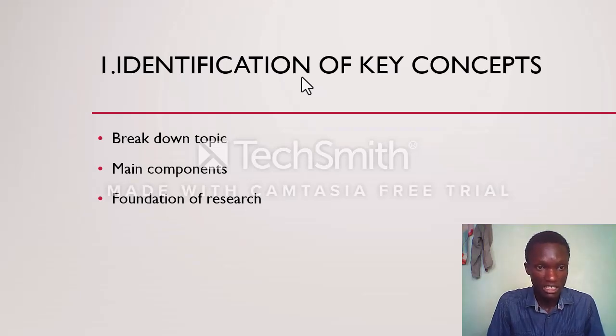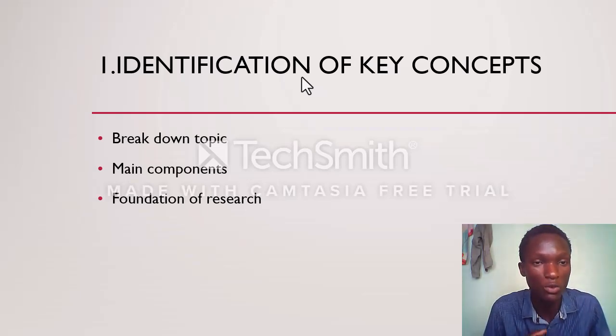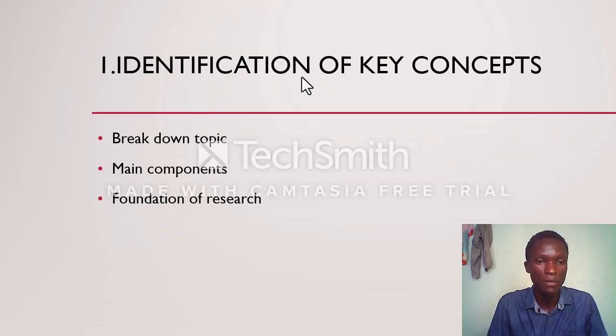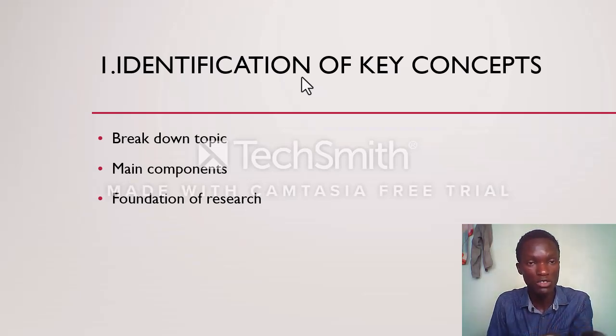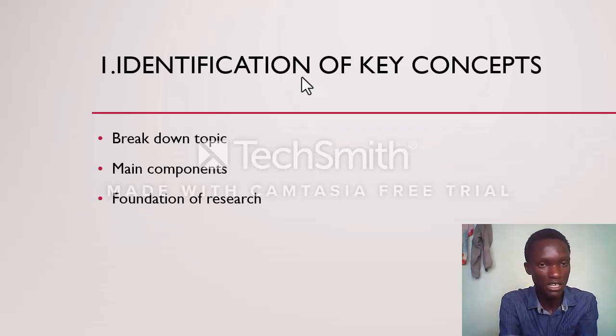After breaking down the topic, you have to get the main concepts, the main components of the area of study, and also the foundation of research. The foundation of research can be where you got your work from, the source of work. So that is actually the foundation of research. This is what identification of key concepts is all about. You have to break down the topic, get the main components and the foundation of research. So that is basically identification of key concepts.